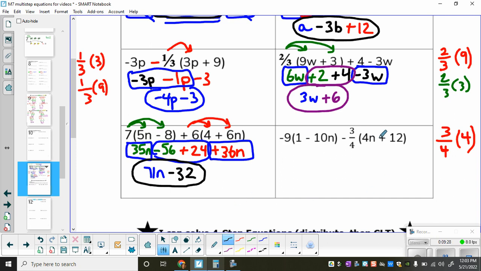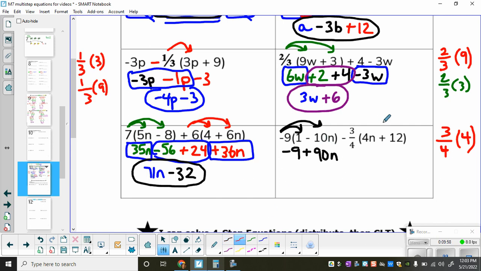And this looks pretty intimidating, I think, at the beginning of the video, but now I think you guys realize it's not all bad. This is as tough as it's going to get, okay? So we're going to distribute here. Let's take care of this part first. We've got -9 times 1 is -9. Now this -9 times this -10n, since negative times negative is positive, I'm going to go ahead and put a plus. And 9 times 10 would be 90, and then n. So that takes care of that part.